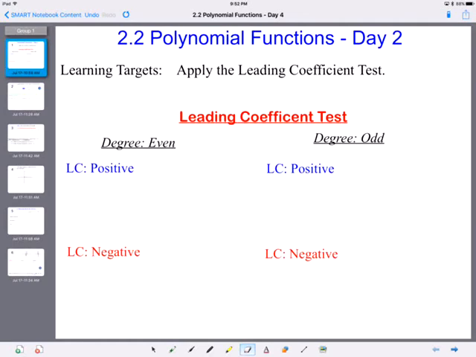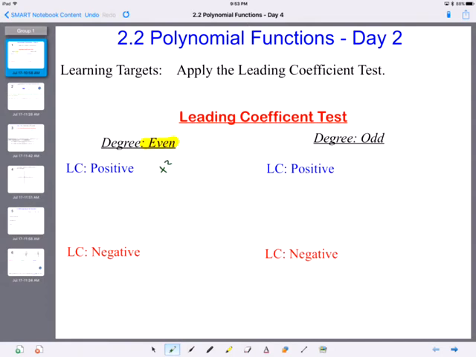First off, the leading coefficient test is something that will give you an idea as to what the function is going to look like without ever having to graph it or anything else. Couple things. When the degree is even, remember, the degree is the highest exponent of the polynomial function. So when it's even and your LC, which is your leading coefficient, is positive, think of your most common even function. That would be your x squared.